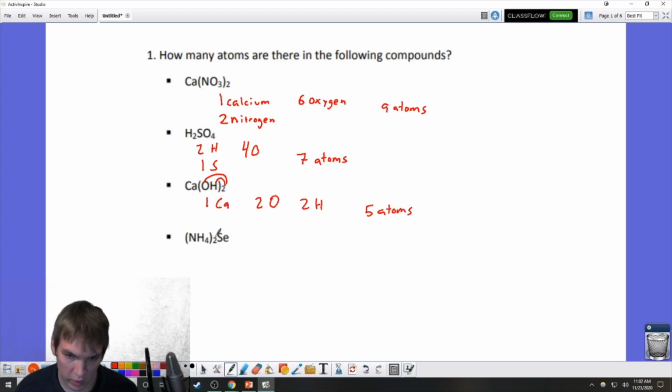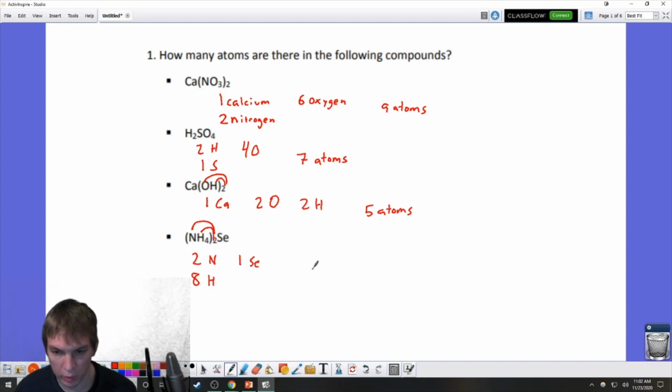All right, once again, we're distributing this 2 out to everything. So this 2 goes to the H4 and the 2 goes to the N. So we have 2 nitrogens because we had to multiply that 2 out. And then we have a total of 8 hydrogens. And then 1 selenium. Okay, so a total of 11 atoms.